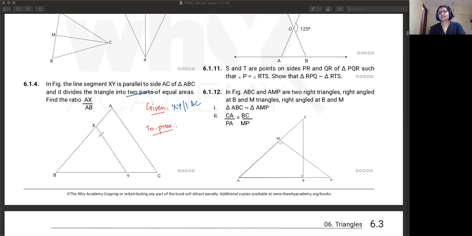Someone said midpoint. So if it is dividing the area into equal areas, it doesn't have to be the midpoint. The only thing you know is that the area of this triangle is equal to the area of this trapezium. So take it at that face value. So area of triangle BXY is equal to area of XYCA. Now you have to find, not prove, the ratio AX upon AB.